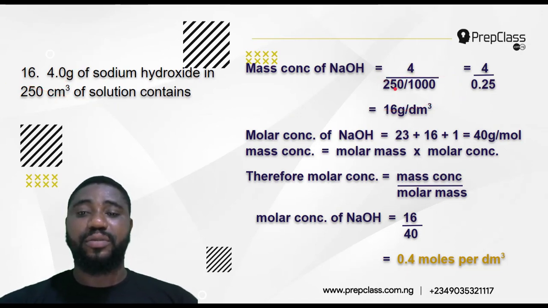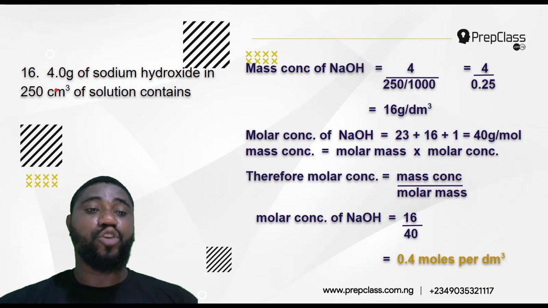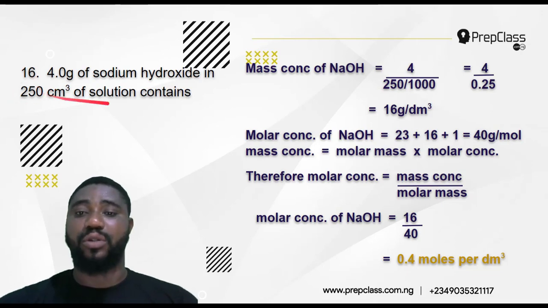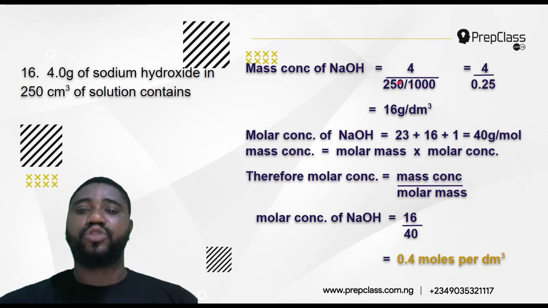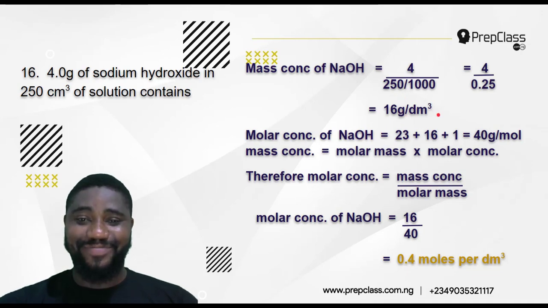So 250 cm cube converted to dm cube is 250 divided by 1000. So that becomes 4 all over 250 divided by 1000. Do you understand? 250 divided by 1000 is 0.25. Now 4 divided by 0.25 gives us 16. So the mass concentration of sodium hydroxide, NaOH, is 16 gram per dm cube.